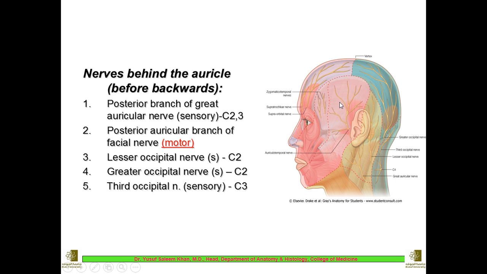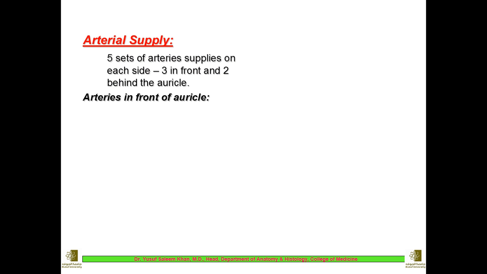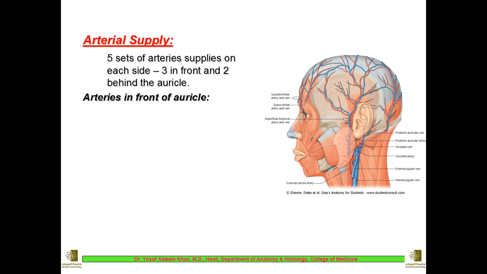Okay, out of the 10 cutaneous nerves which are supplying the skin, 8 will be sensory and 2 will be motor nerves. Coming to the arterial supply, the blood supply of this area is by 5 arteries which are supplying the whole of the scalp. So there were 10 nerves which are supplying the skin of the scalp, but 5 arteries will be supplying the skin of the scalp.